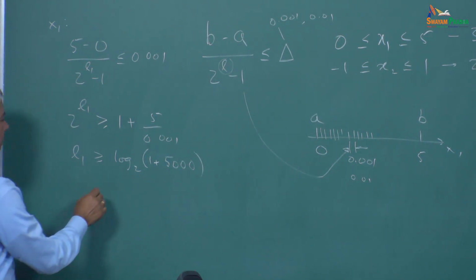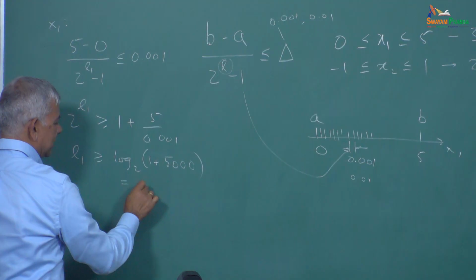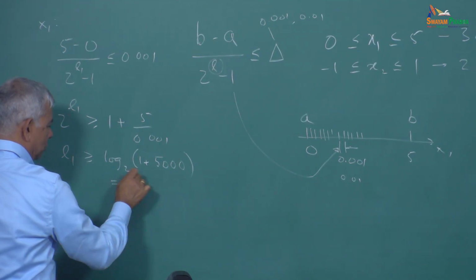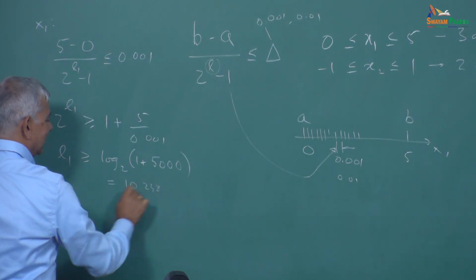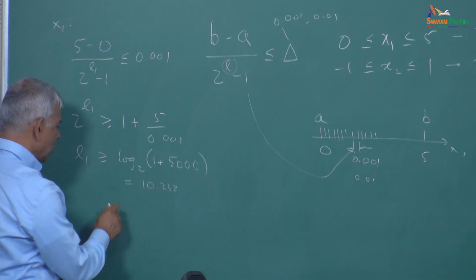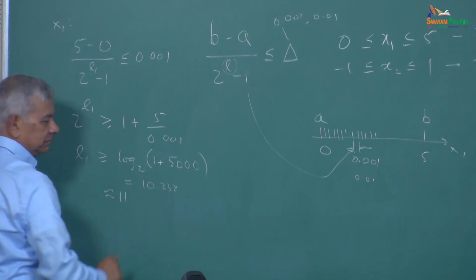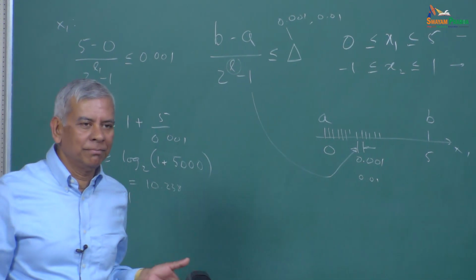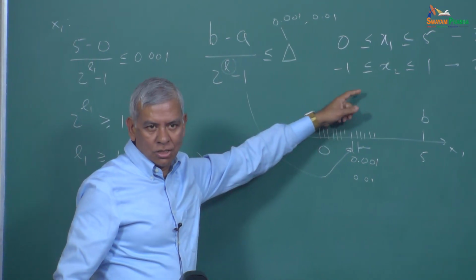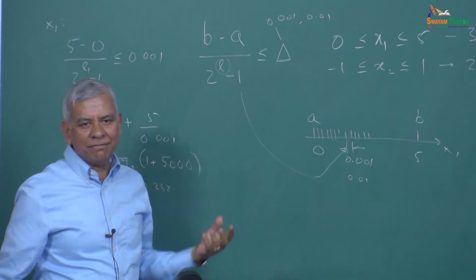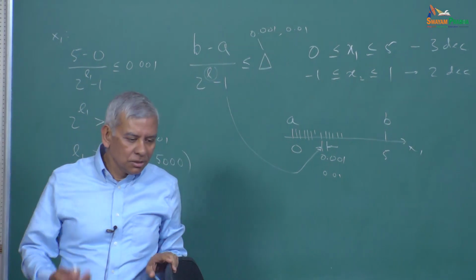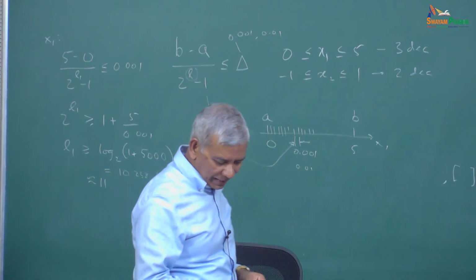When you compute this you will probably get a non-integer, so let's say I don't know what this is, but 10.238. If that's the case, it has to be greater than or equal to 10.238, so what will you choose? 11. 11 should be the minimum. That will give you this kind of precision. Same thing you do now for x2. So x1 may have 11 bits, x2 may have 9 bits because I want less precision here. So you can try that. So that's the first part, A.